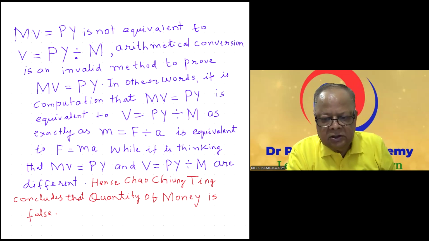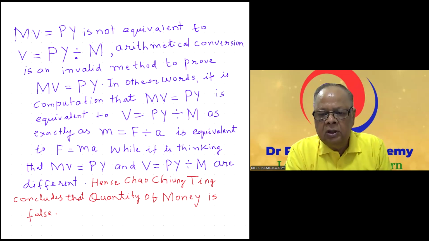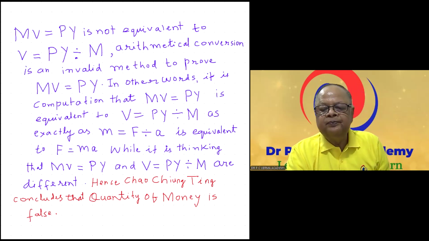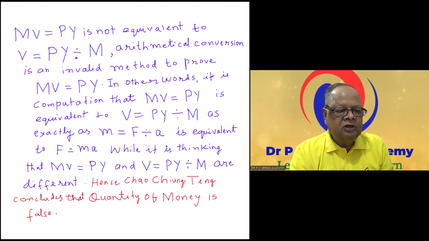Thus, we find that M is equal to PT, which we have discussed in the Fisherian version of quantity theory of money that was published in 1911 under the title The Purchasing Power of Money. It was considered to be one of the important textbooks to find out how inflation can be controlled.